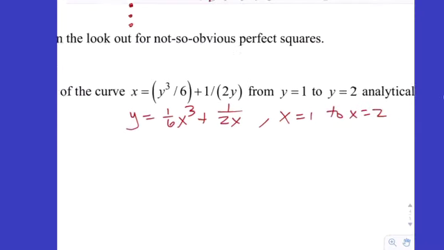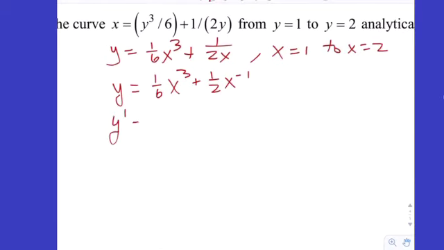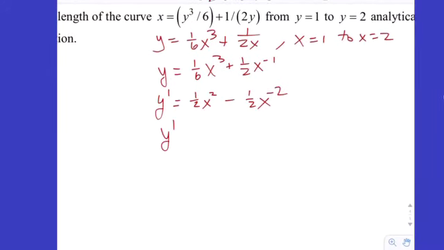Now I feel better. All right, so we're going to need the derivative. So let me go ahead and rewrite that second term. That's 1/6 x cubed plus 1/2 x to the negative first. There's no reason to bring the 2 to the top. Just bring the x to the top. All right, so here we go with the derivative. y prime is 1/2 x squared minus 1/2 x to the negative second. Okay, I'm going to go ahead and clean this up before I plug it in. That's 1/2 x squared minus 1 over 2x squared. Okay, so now I have a pretty derivative.